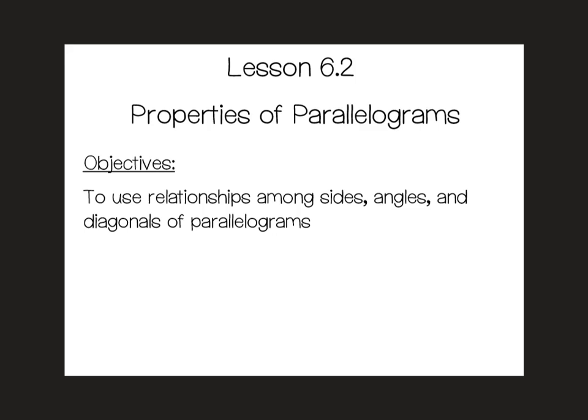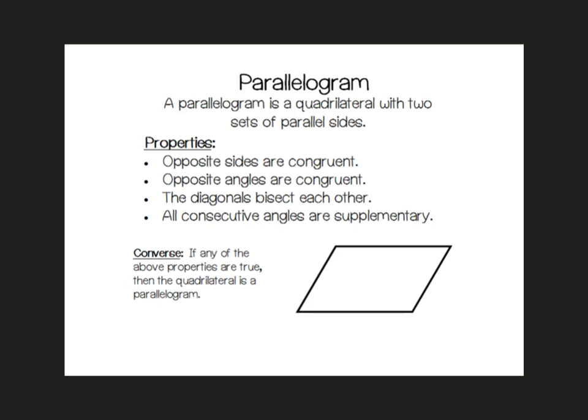Okay, so this is properties of parallelograms. A parallelogram is a quadrilateral with two sets of parallel sides. So these two sides are parallel, and then these two sides are parallel. Opposite sides are parallel. They're also congruent. So these two sides are the same length, and then these two sides are the same length.